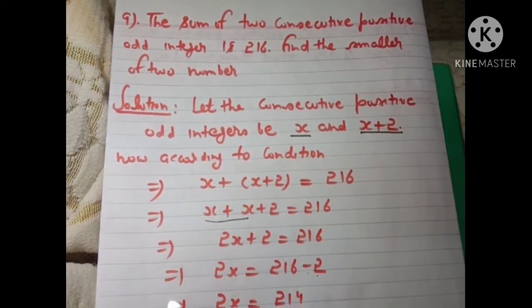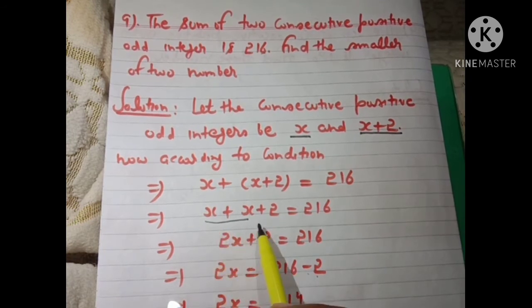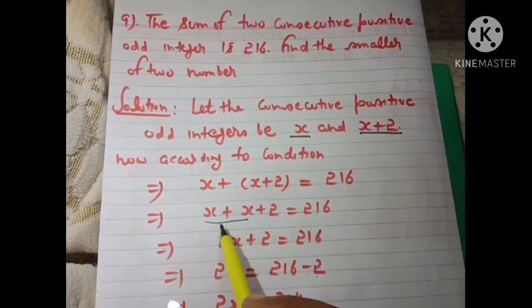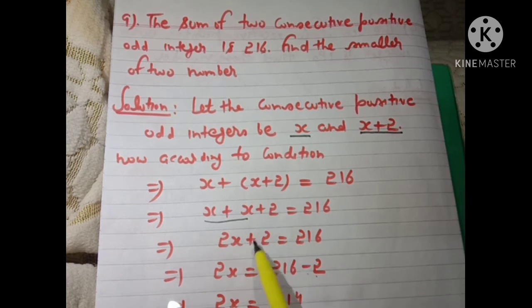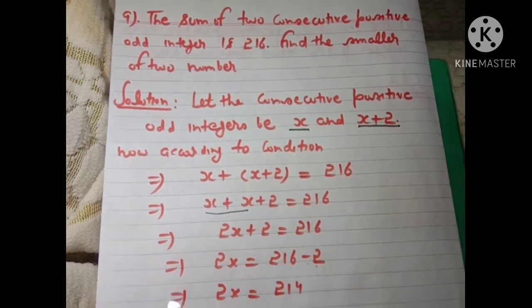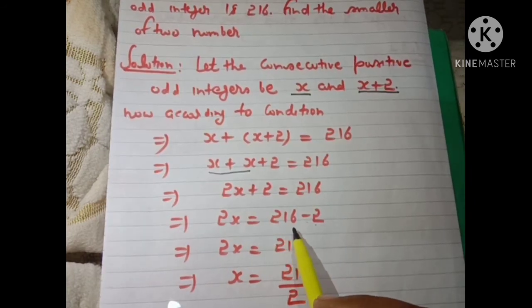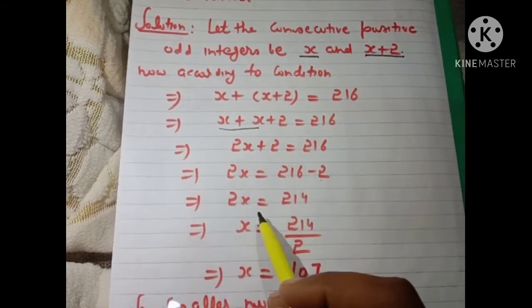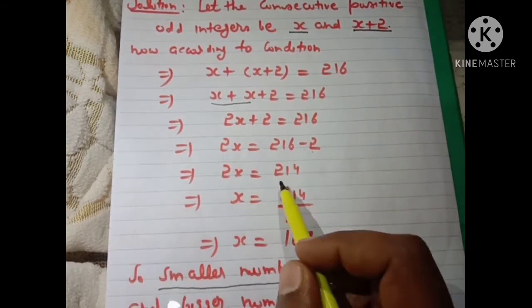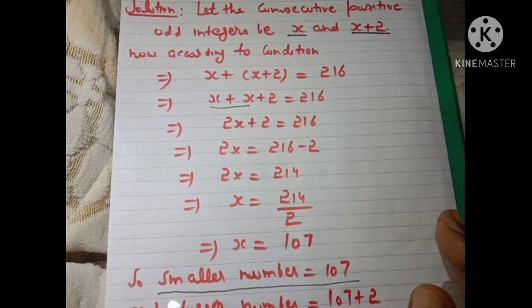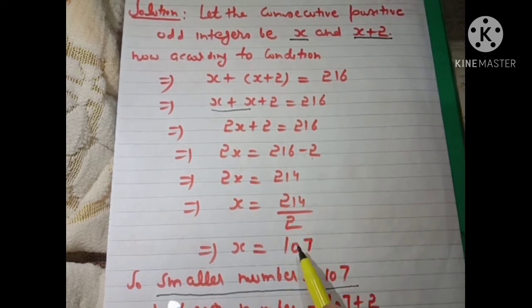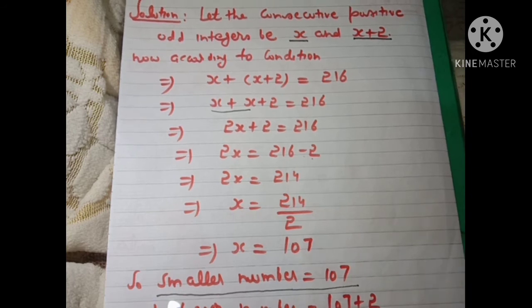And after opening the bracket it will become x plus x plus 2 is equal to 216, and then x plus x is 2x plus 2 is equal to 216. Then after solving it will become 216 minus 2, and then 2x is equal to 214, and after division it will become 107. So the smaller number in this case is 107. So this is the solution.